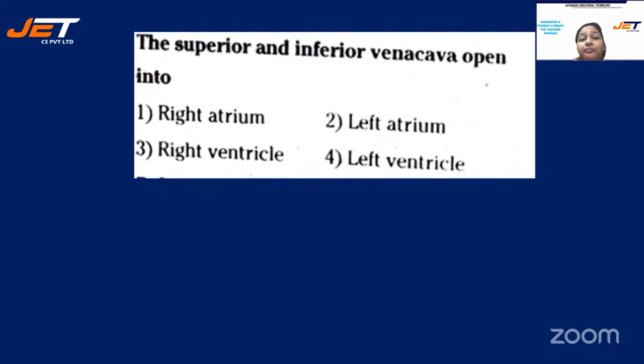Next question. The superior and inferior vena cava open into right atrium, right ventricle, or left ventricle. Superior and inferior vena cava, what do they do? They collect deoxygenated blood. Deoxygenated blood always pours into right atrium. Okay. So number 1 is the right answer.